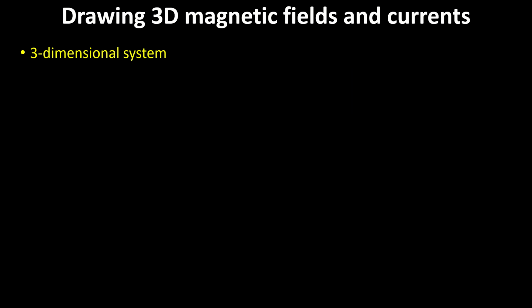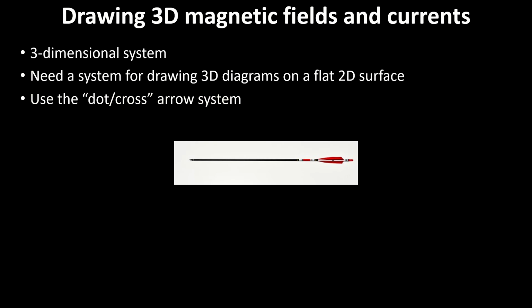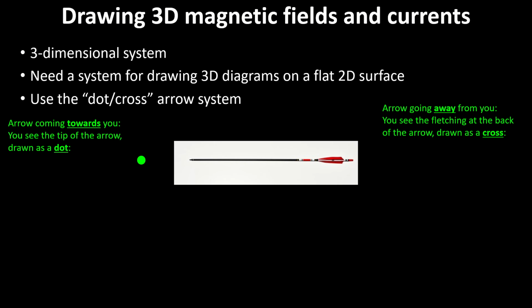Because it's a three-dimensional system and we're generally drawing things on a flat 2D surface like paper, we need a system for being able to draw three-dimensional things. So we could use what we call the dot cross arrow system. Think about an arrow being fired. If it's being fired towards you, you see the tip of the arrow. We draw that as a dot, like the tip of the arrow coming towards you. If it's going away from you, if you're the one that fired the arrow, you'll see the fletching, the feathers at the back of the arrow, which we draw as a cross.